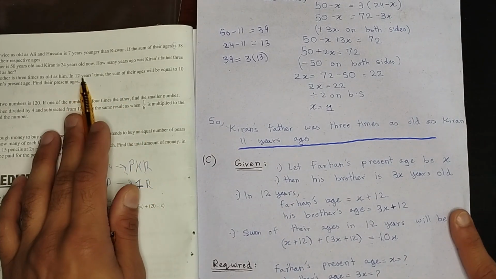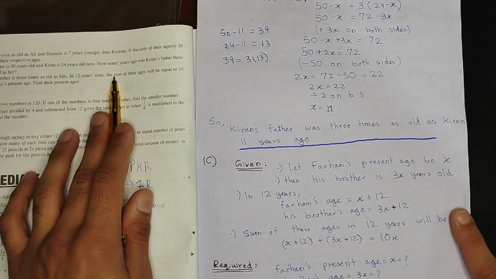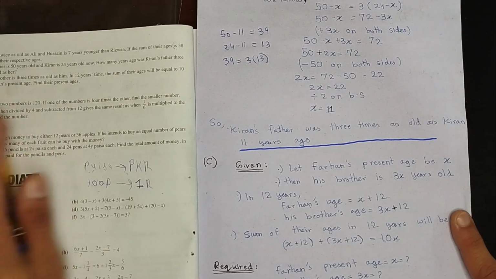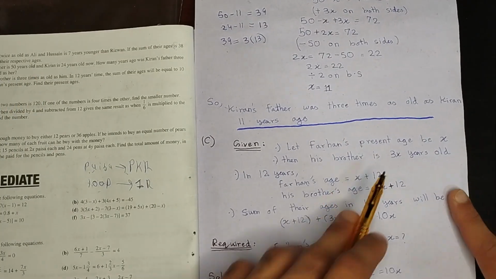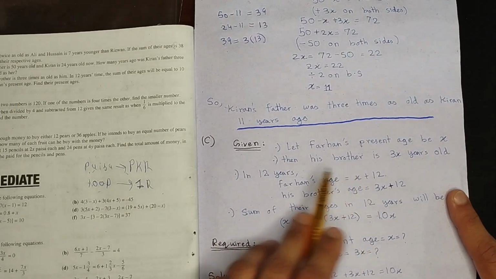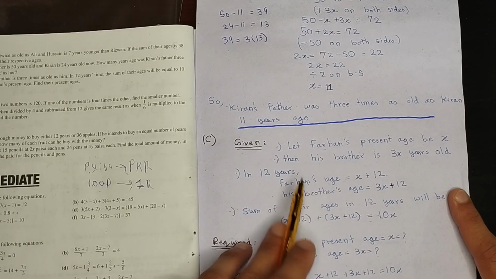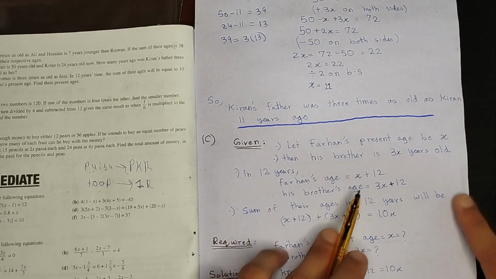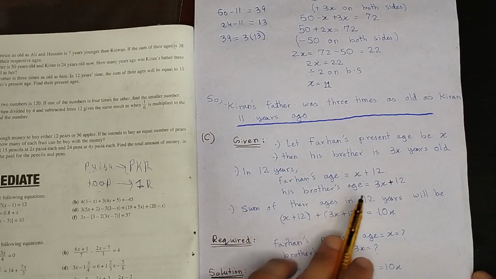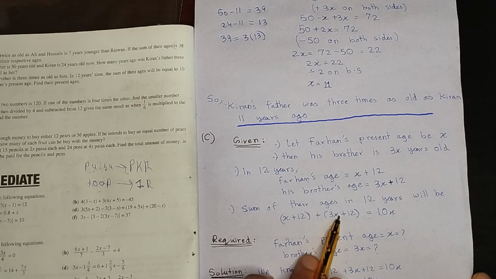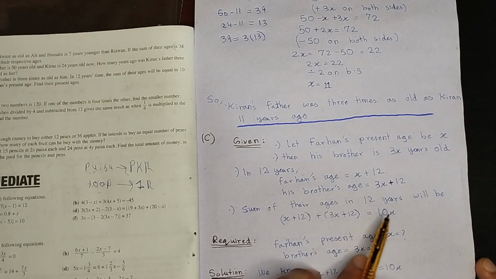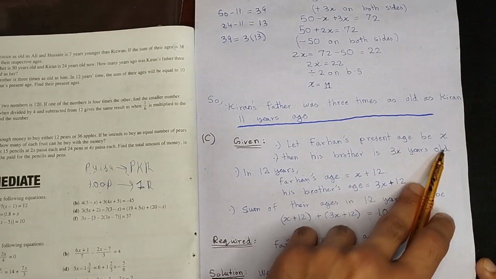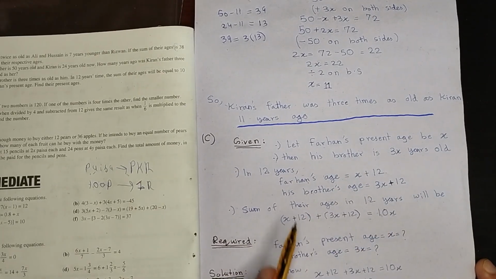The question says in 12 years the sum of their ages will be equal to 10 times Farhan's age. So if I know their ages in 12 years' time, I know the age of Farhan after 12 years, I know the age of his brother after 12 years. So what I'm going to do is add them together. This is Farhan's age, this is his brother's age. They're going to be added together, and their result will be 10x. Why 10x? Because 10 times Farhan's present age. The question says that.